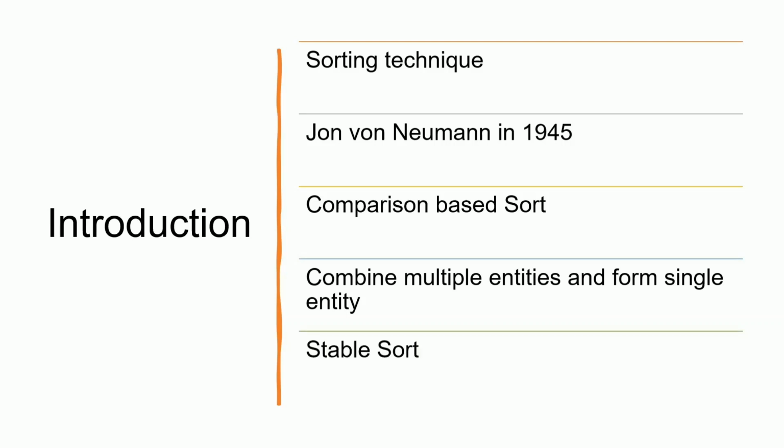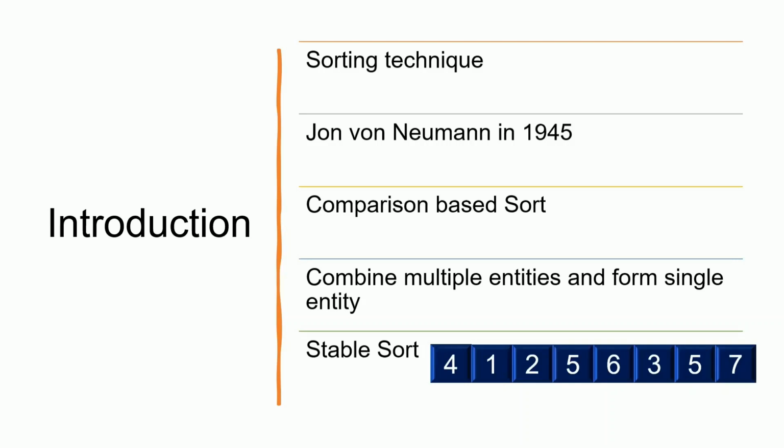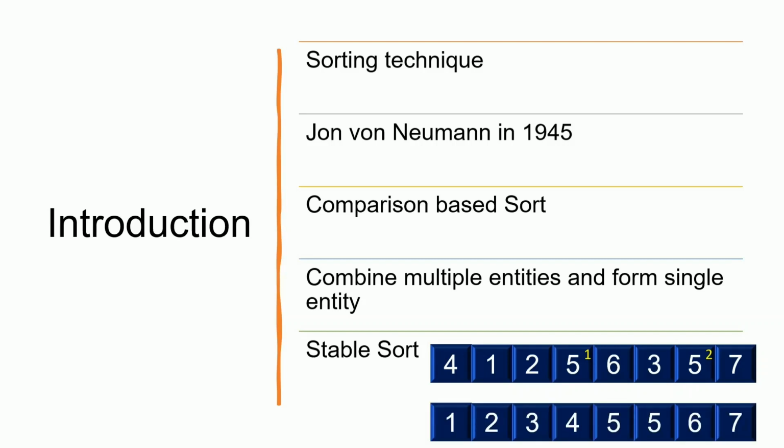What do we mean by stable sort? Let's say we have a list of elements. 5 is duplicated twice. So I have the first occurrence of 5 and the second occurrence of 5. If after sorting, the first occurrence of 5 comes first and the second occurrence of 5 comes second, then it is called a stable sort.